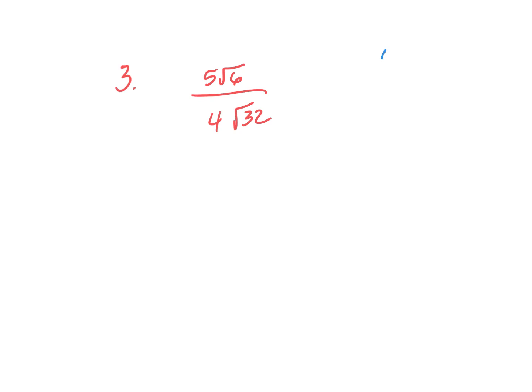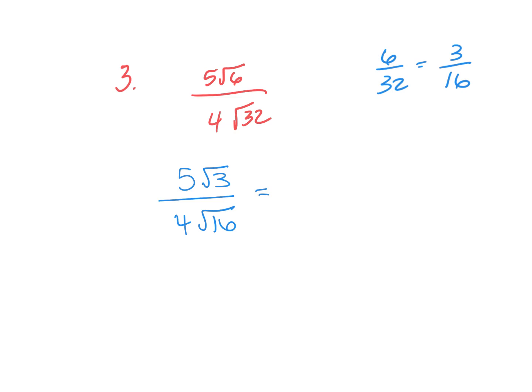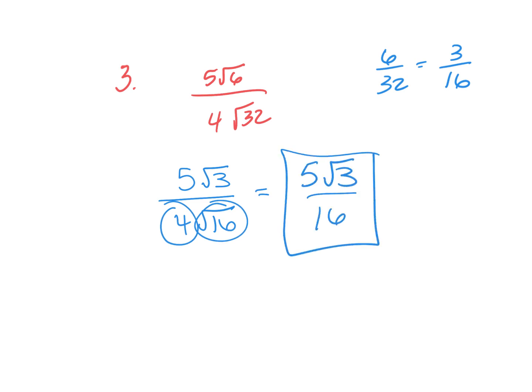First thing we do is reduce 6/32, which would be 3/16. So now we rewrite it as 5√3 over 4√16. What is the square root of 16? 4. What's 4 times 4? 16. So it's 5√3 over 16 is the final answer.